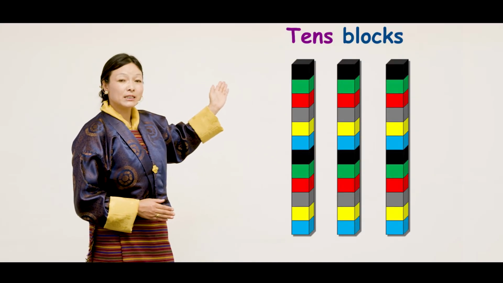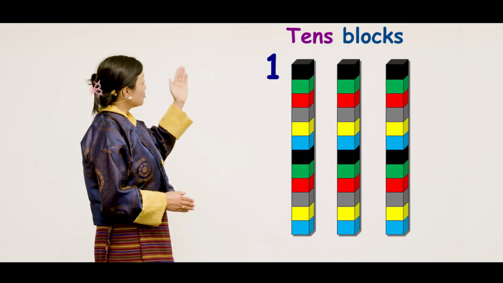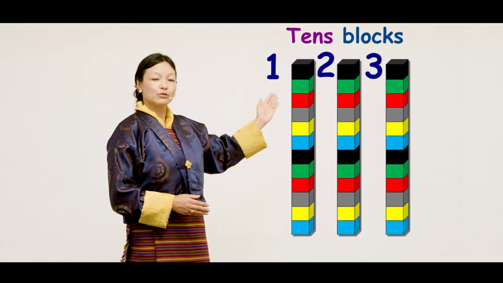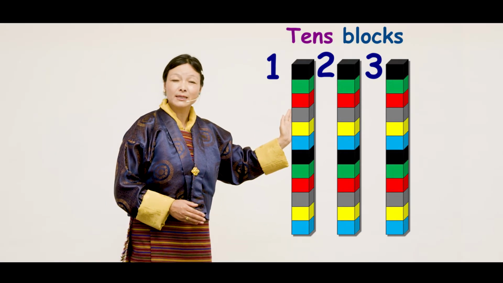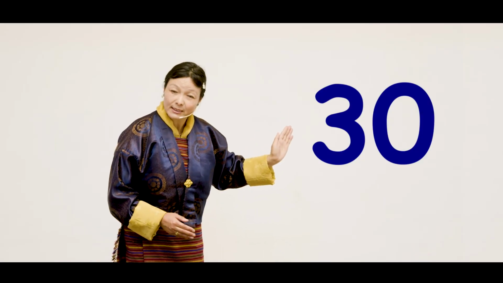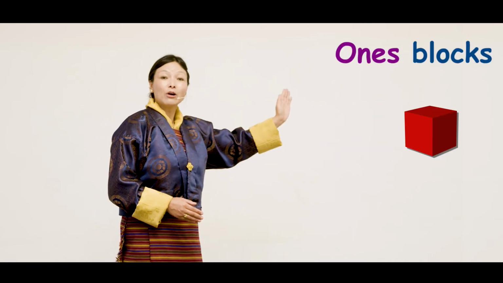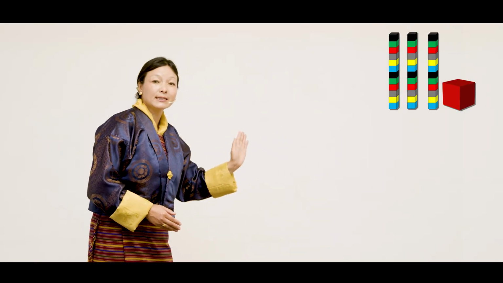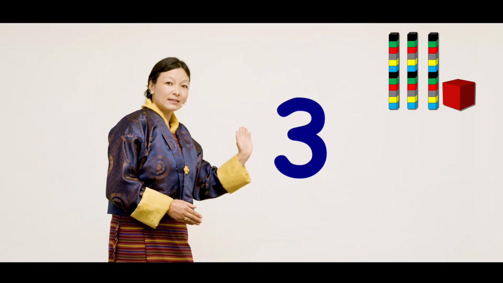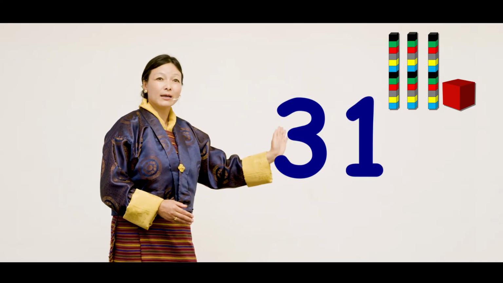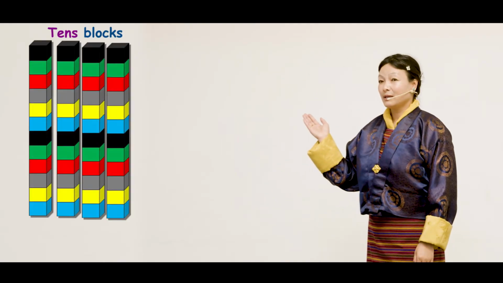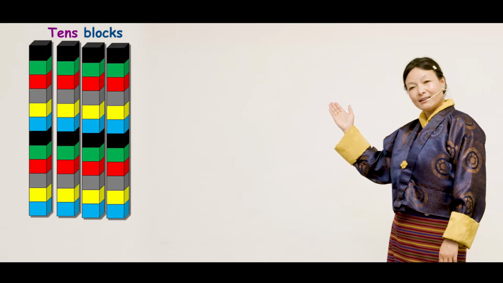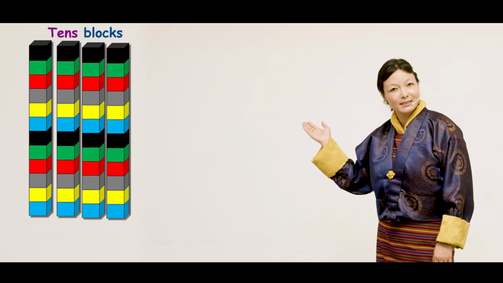Can you look here? How many tens blocks are there? Can you count? 1, 2, 3. So 3 tens blocks means 30. How do we write 30? Yes, 30. Then how many ones blocks? 1. When we put them together, we write it as 31. 3, 1, 31. Now can you look at another example here? Can you look there and think for yourself what number it is?